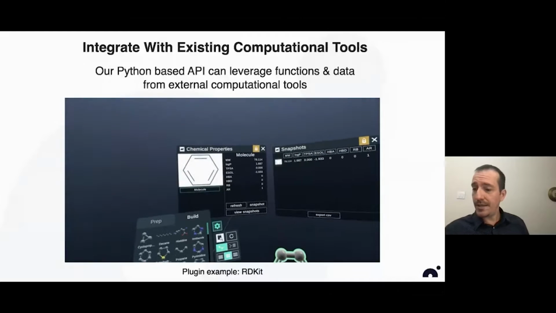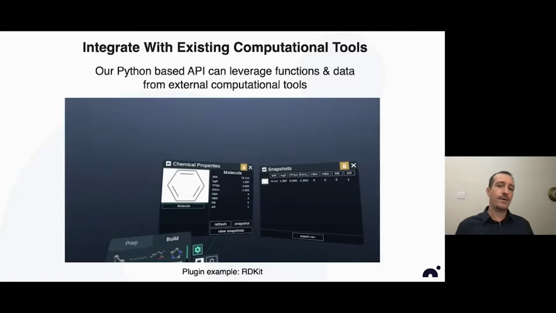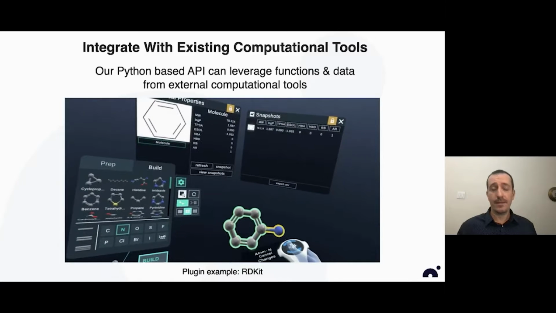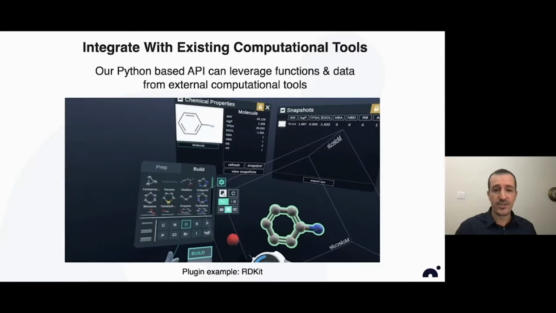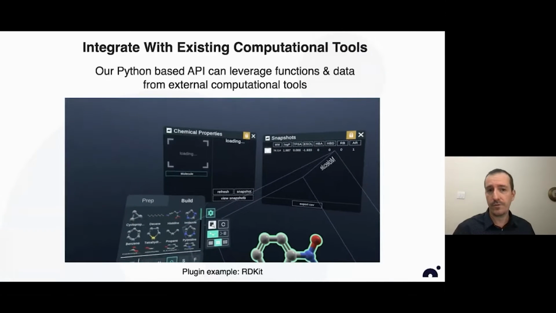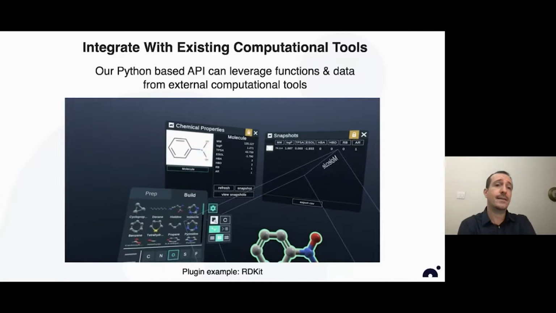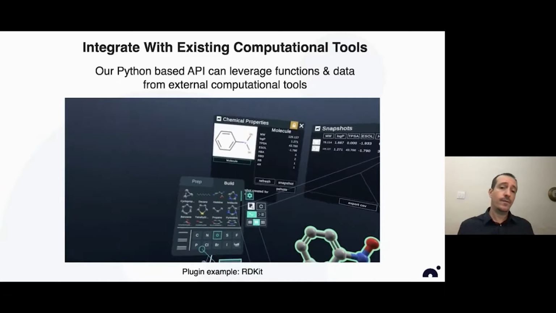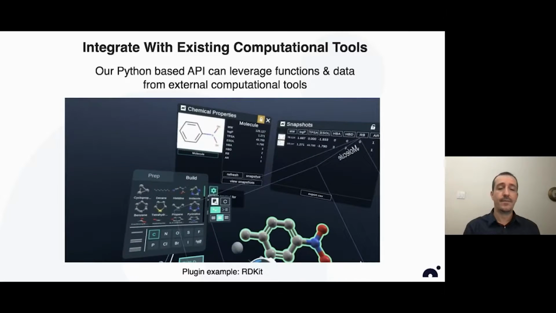So what's also really impactful about this platform is that it integrates with any computational chemistry packages that you may already have, that you may be using in your daily or weekly workflows. Nanome has a Python-based API that connects with any such packages and databases.